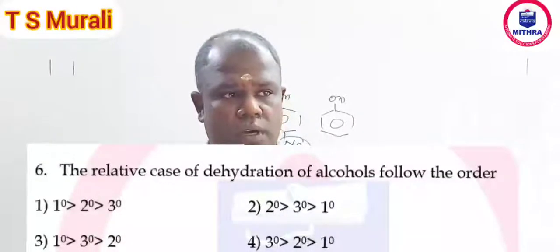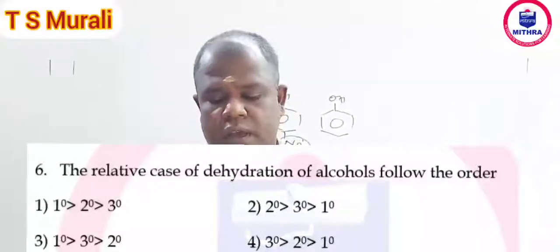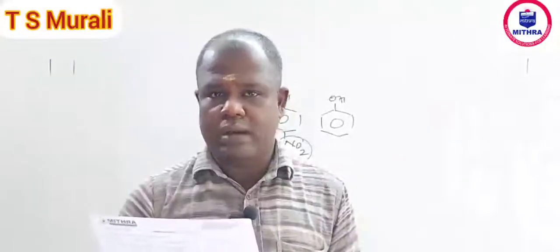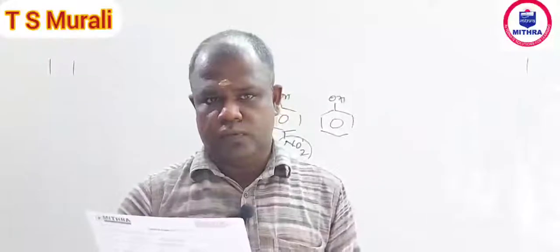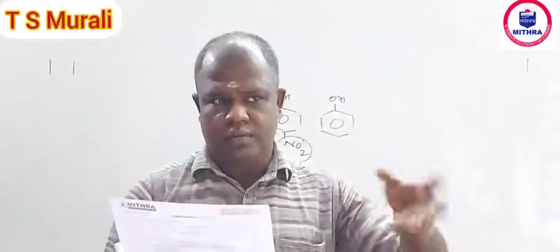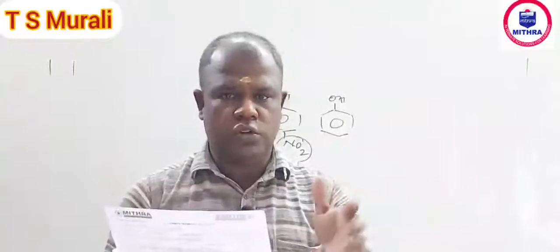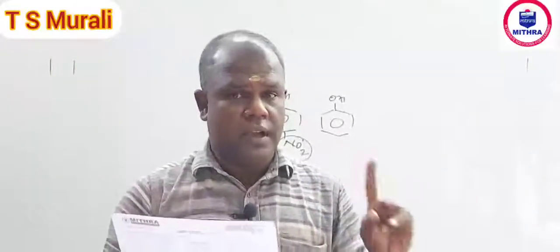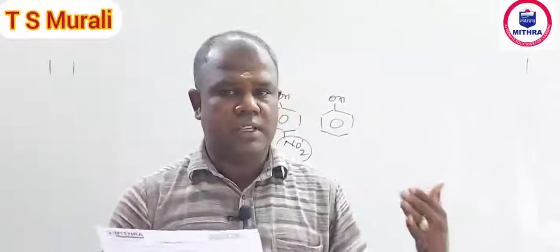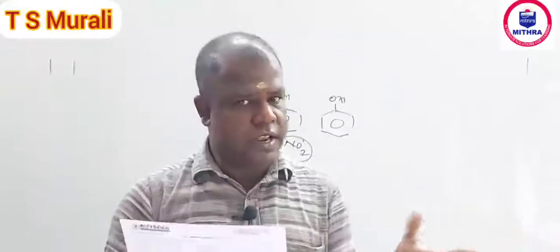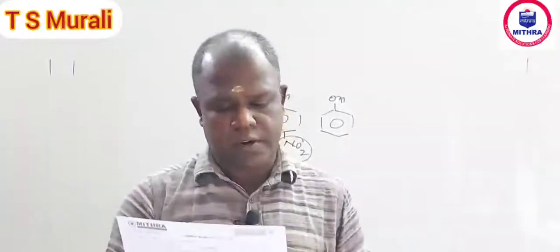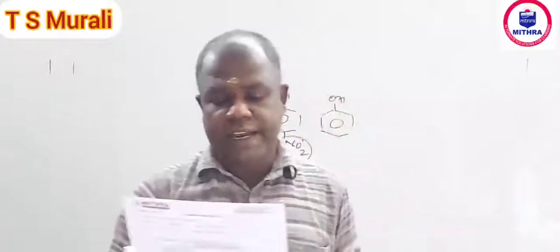Question number 6: relative ease of dehydration of alcohol. I told you in a previous organic chapter that dehydration of alcohol follows the carbocation mechanism. After H+ binds to the OH group, H2O will be detached, so a carbocation is formed, and among carbocations, tertiary is more stable than secondary than primary. So the order of reactivity also follows the same trend.